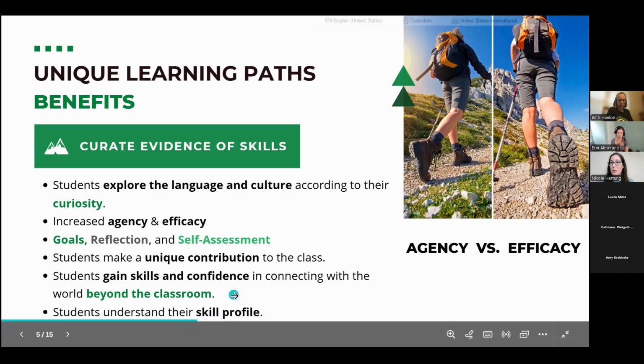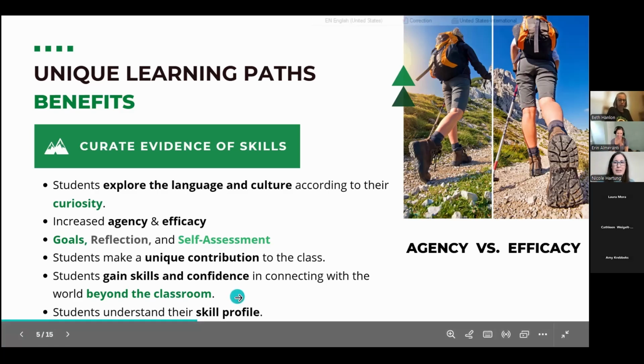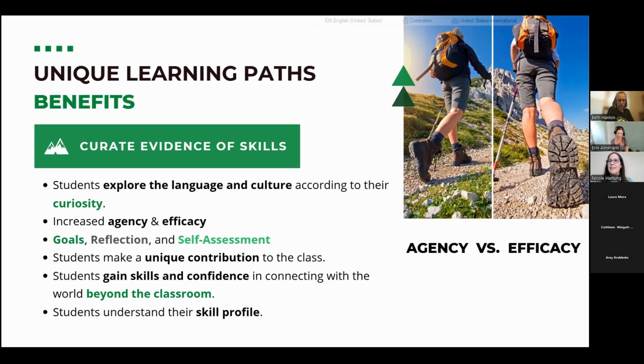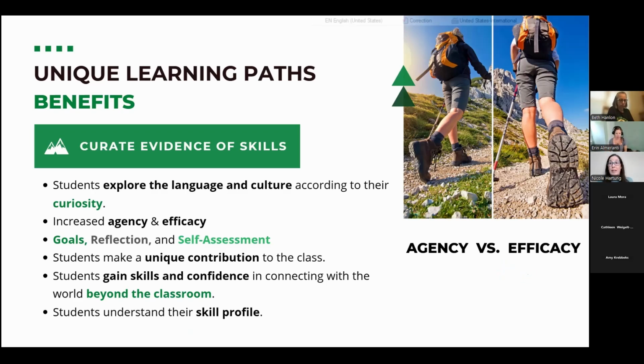And if you don't know, there is an In My Community part in Voces, which we can totally look at if you want, which has some great prompts for taking the language outside of the classroom. Okay, and then students understand their skill profile if they are earning a grade on their skills, not just on completing tasks.